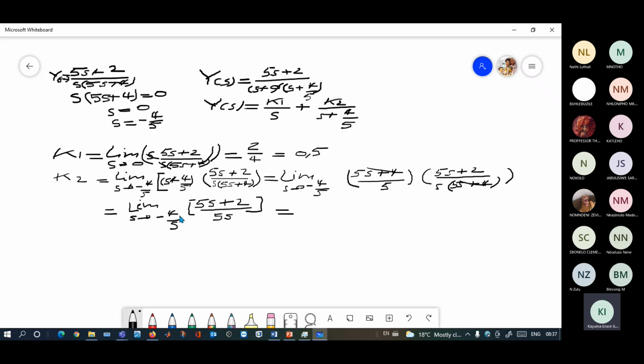Then the answer will be when we replace there. So we're going to have 5 times minus 4 over 5 plus 2, over 5 times minus 4 over 5. I think that is it.